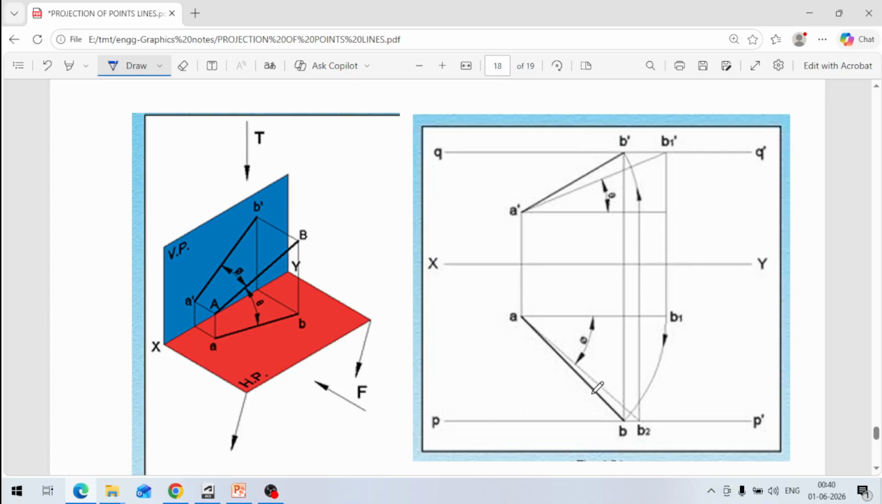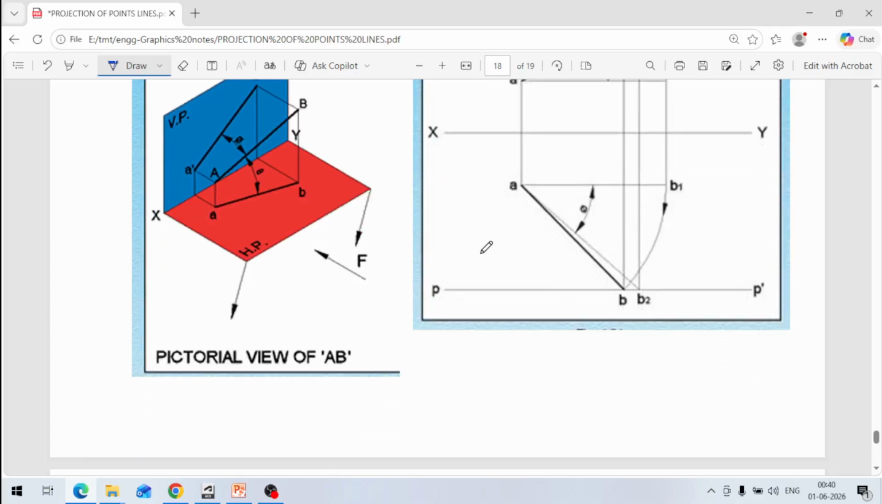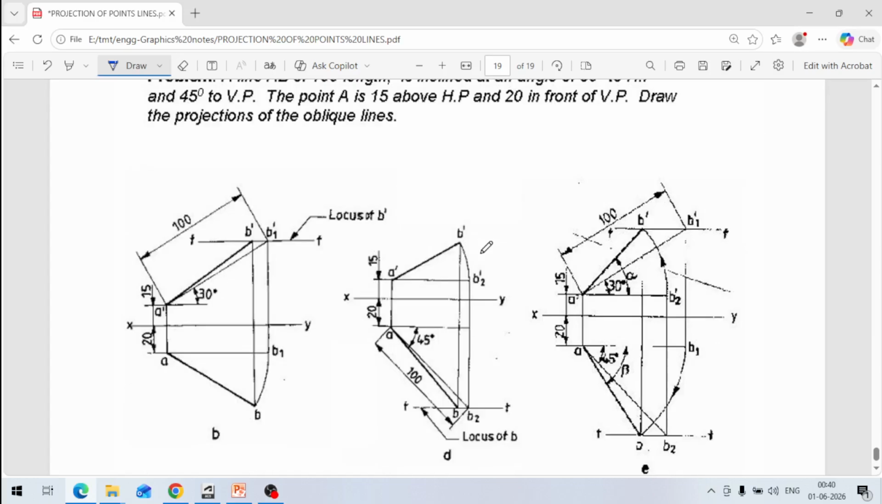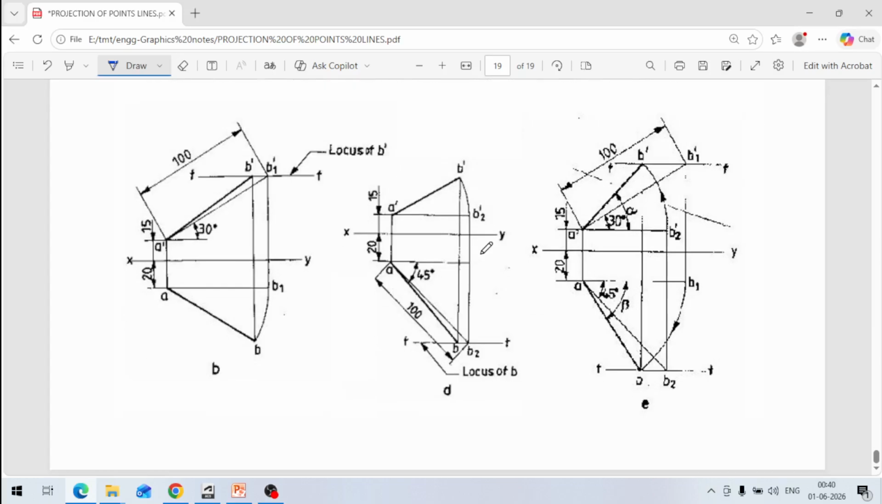How to draw these lines will be clear in the example; I will show you. First thing, we only have to draw these two angles with the true length, and draw the horizontal lines like this. The next exercise we will do in the next example. You just see, when the line is inclined to both the planes.